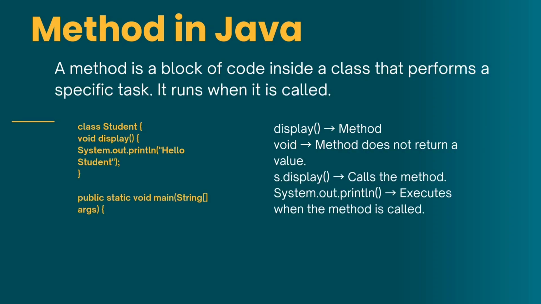Methods. A method is a block of code inside a class that performs a specific task. It runs when it is called. In the display method, void means the method does not return a value. s.display() calls the method, and System.out.println executes when the method is called.